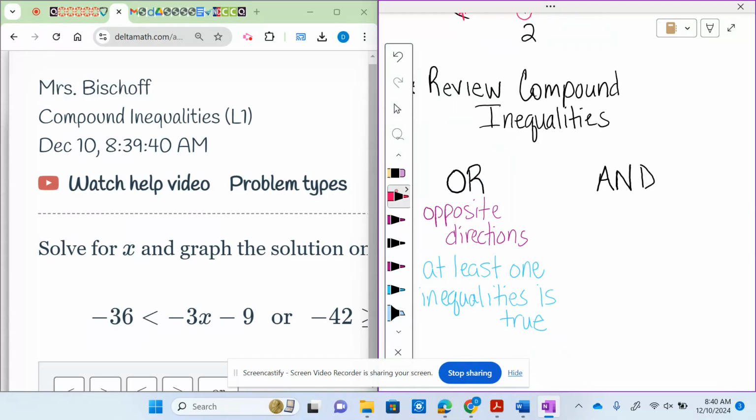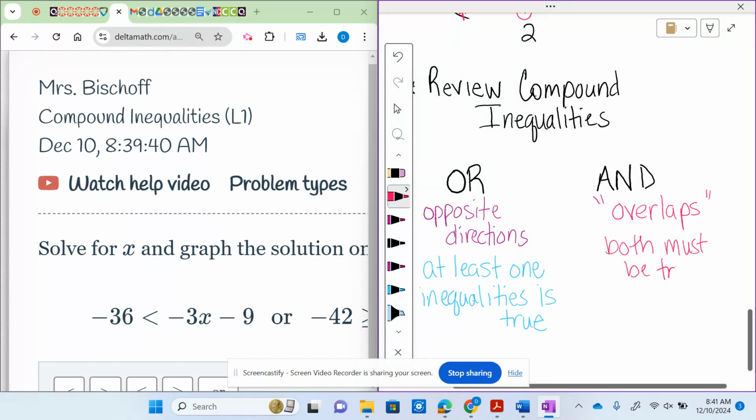And, well, the AND graph overlaps. It overlaps, and that's because both must be true. It's kind of like a system. Think of it like a system.